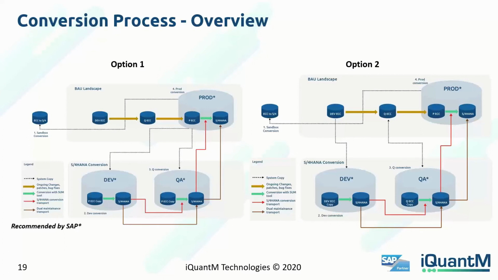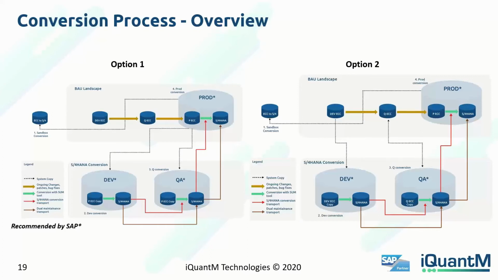So for all the changes that you are doing on the BAU landscape, you have to make sure that you follow the dual development strategy, where you replicate the development changes that you have moved from your dev box to quality on your dev S4. So this makes sure that the configurations in your BAU landscape and the configurations in your project landscape, until it becomes the BAU once you do the production conversion, are in sync.